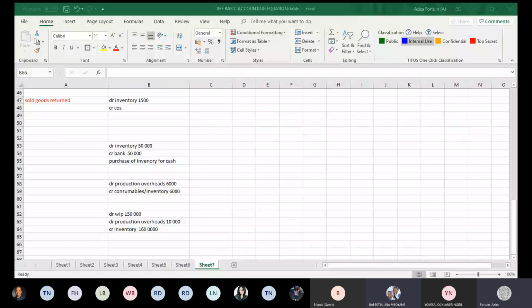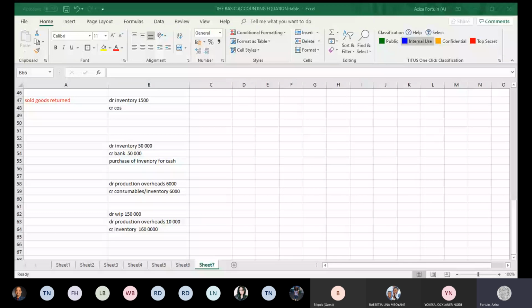So where did they get the 55,000 from? Where's the sales account for 55? Yeah, maybe that's just a fictitious amount. Oh, they balanced it out. Okay.